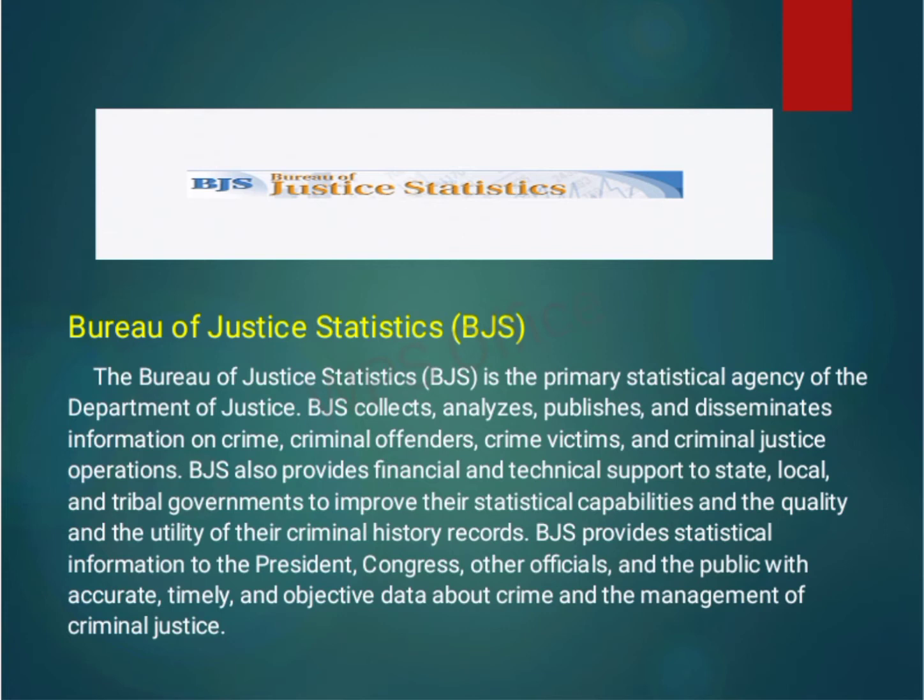BJS also provides financial and technical support to state, local, and tribal governments to improve their statistical capabilities and quality and utility of their criminal history records. BJS also provides statistical information to the President, Congress, other officials, and the public with accurate, timely, and objective data about crime and the management of criminal justice.